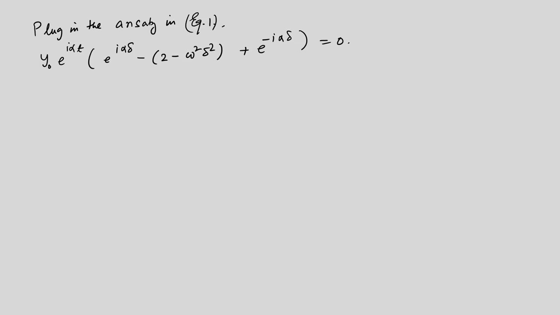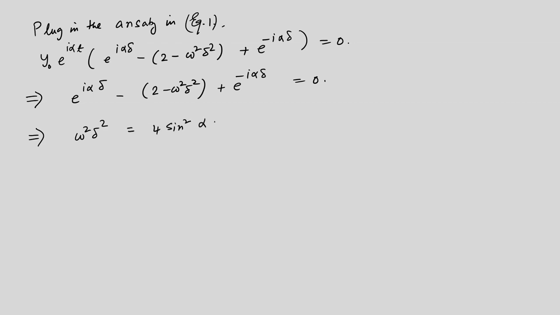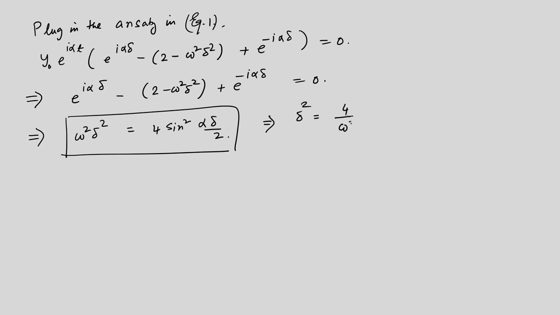This is the position generator from the Verlet scheme, and so this gives that exponential I alpha delta minus 2 minus omega square delta square plus exponential minus I alpha delta has to be equal to 0, and hence omega square delta square is 4 sin square alpha delta by 2. Very important here: if I rewrite this, delta square is equal to 4 over omega square sin square alpha delta by 2.